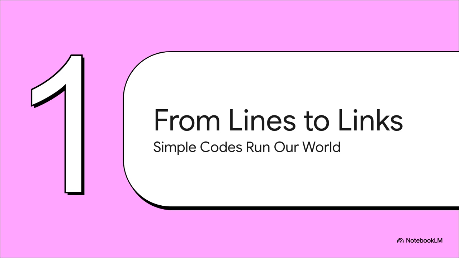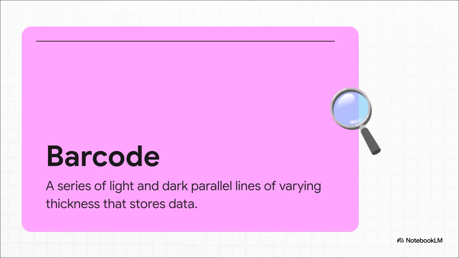Let's kick things off with the simple codes that quietly run so much of our world, starting with a true icon of the modern checkout line. The humble barcode. We see them so often we barely even notice them anymore. But these simple parallel lines are basically a super compact language. A scanner just reads that pattern of light and dark lines to instantly pull a product's info from a huge database. It's so simple, but it was absolutely revolutionary.